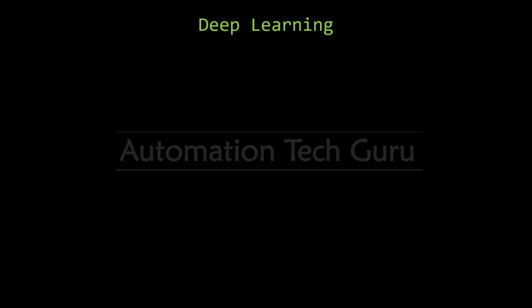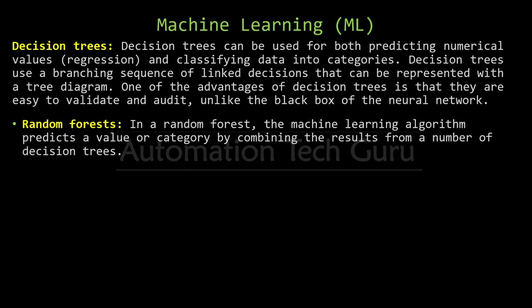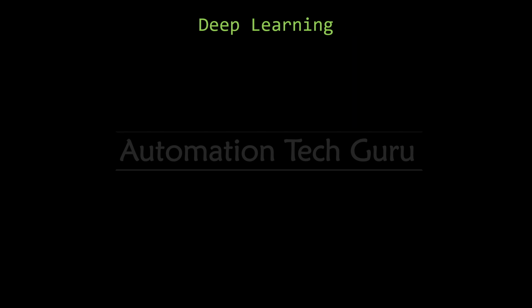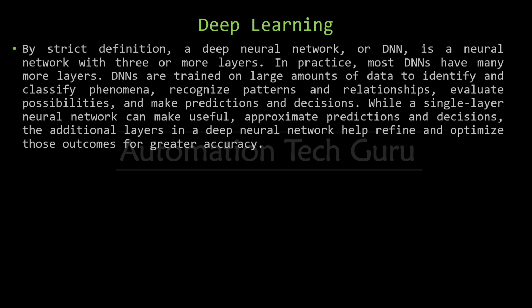Deep learning. So, what is deep learning? Deep learning is a subset of machine learning that uses multi-layer neural networks, called deep neural networks, to simulate the complex decision-making power of the human brain. Some form of deep learning powers most of the artificial intelligence in our lives today.